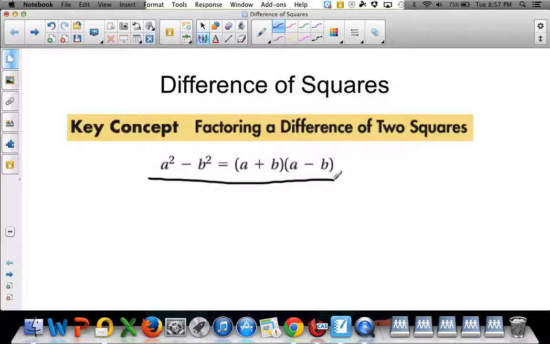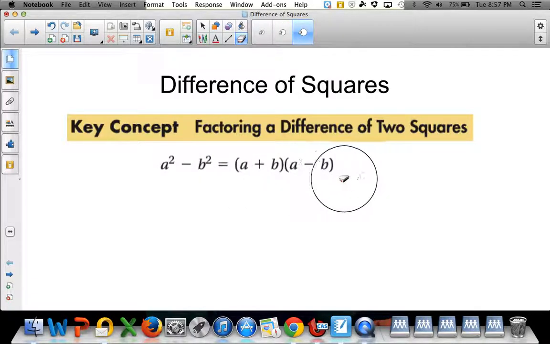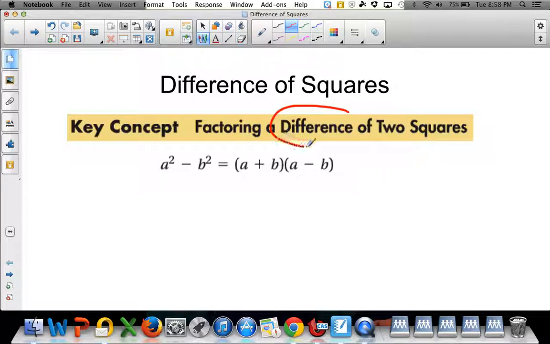So the first thing you need to make sure of is that it is a difference. It is a minus. If it was a plus sign, then you would not be able to do a difference of squares. That's the main word, difference, meaning subtract.